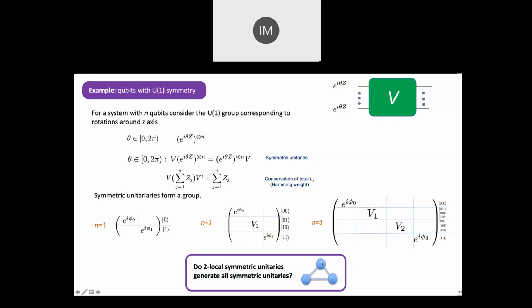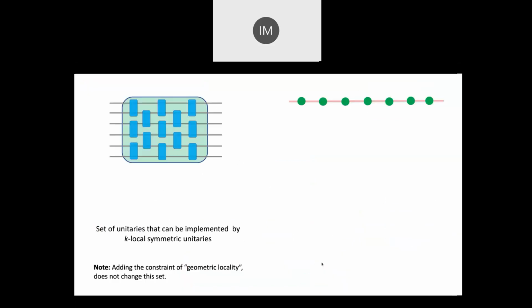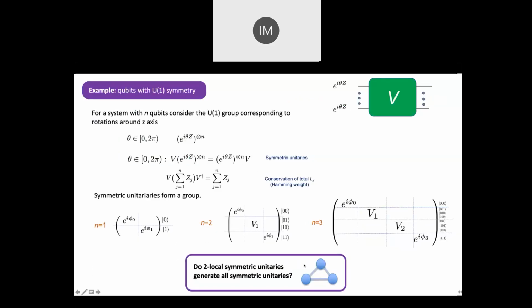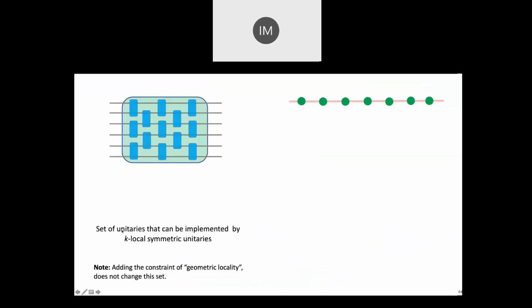Okay, I'll move on, and please feel free to stop me whenever there are questions. So I define this, which is just the simplest version of the question. Of course, you can also talk about sets of unitaries that can be implemented by k-local symmetric unitaries.